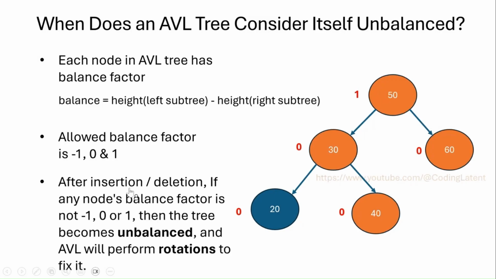So after insertion or deletion, if any node's balance factor is not minus 1, 0, or 1, then the tree becomes unbalanced and the AVL tree will perform rotations to fix it. Basically, rotation is a process to make the tree balanced again.